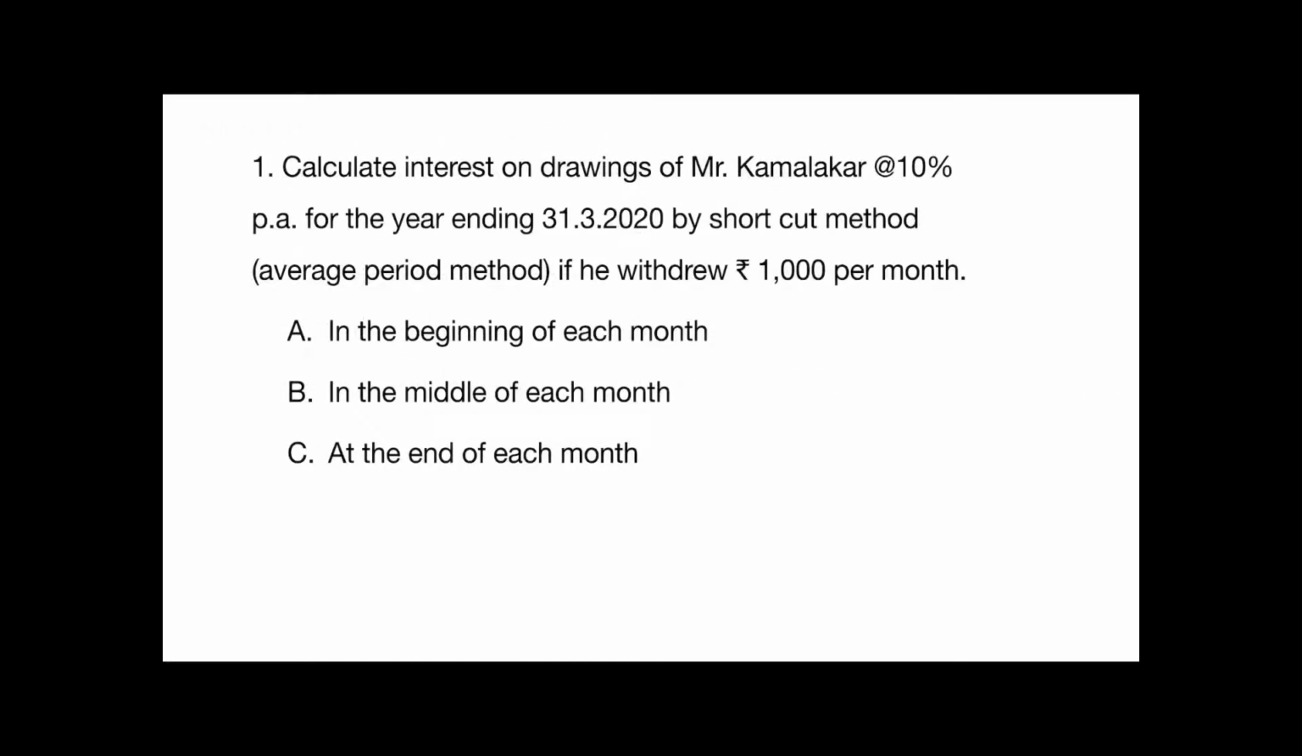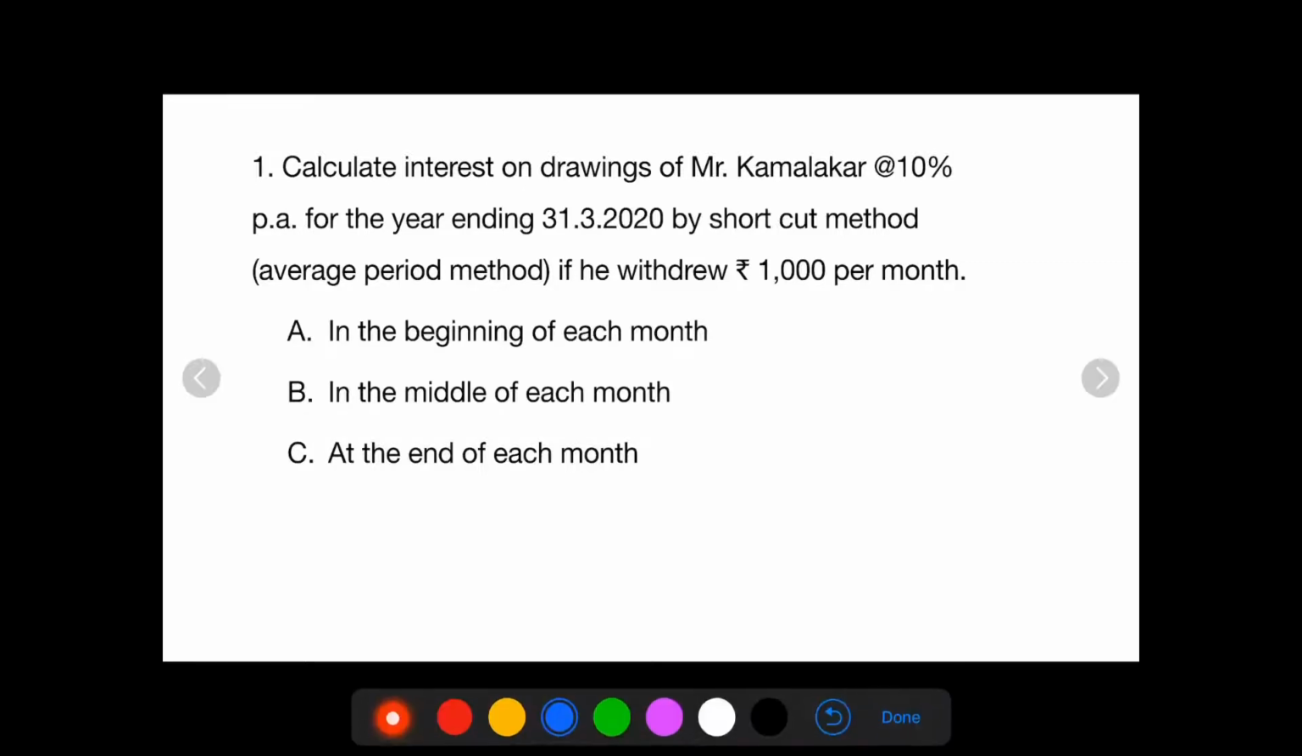Well, now let us work out how to calculate interest on drawings under the shortcut method. Question number 1. Calculate interest on drawings of Mr. Kamalakar at 10% per annum for the year ending 31st March 2020 by shortcut method if he withdrew rupees 1000 per month. A. In the beginning of each month. B. In the middle of each month. C. At the end of each month.